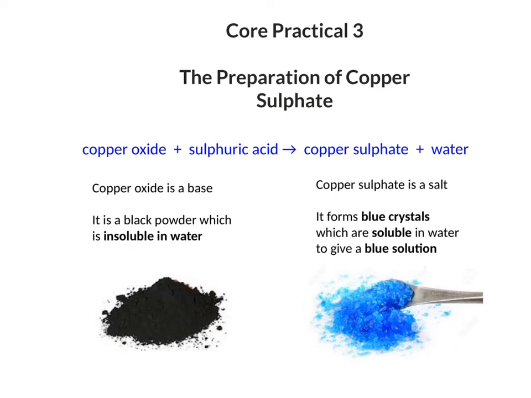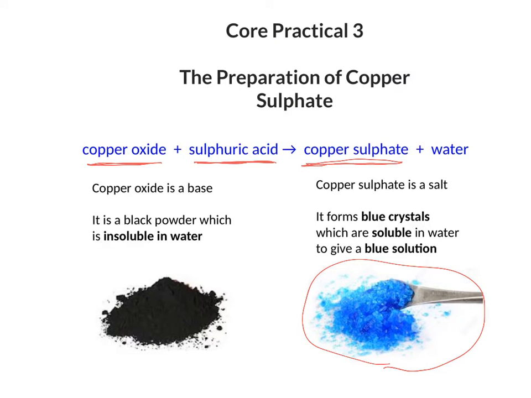Core practical number 3 is called the preparation of copper sulphate. Copper sulphate are blue crystals, and you're going to make copper sulphate by reacting copper oxide with sulphuric acid. Copper oxide is a black powder, and because it's an oxide, it's a base. All oxides and hydroxides are bases, and it's an insoluble base, so the black powder is insoluble in water.